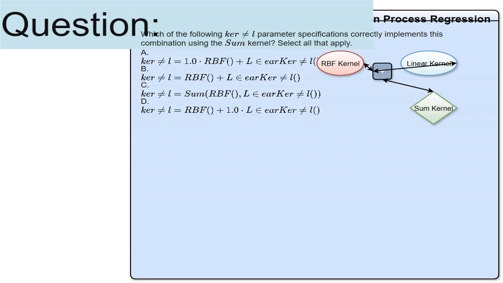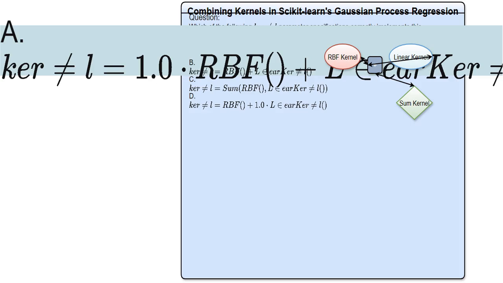This question asks you to identify the correct way to combine a radial basis function, RBF, kernel and a linear kernel in scikit-learn's Gaussian process regression using the sum kernel. It's a multiple-choice question testing your understanding of kernel combinations. This option explicitly uses the SUM kernel class to combine the RBF and linear kernels. I find this the clearest and most readable approach. I directly tell scikit-learn to create a sum kernel using those two.